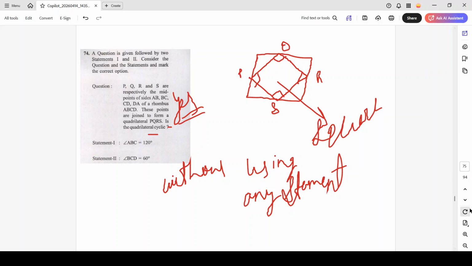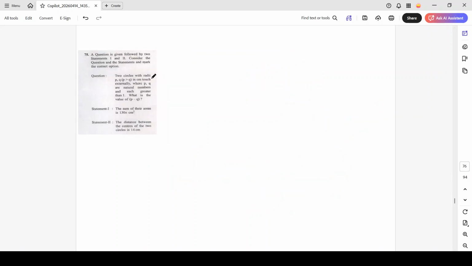Okay, now move on to the next question, question number 75. Two circles with radii P and Q touch externally. There are two circles touching externally. This is P and this is Q. Suppose the centers are these, P is the radius and this is Q, and also P is greater than Q. This is what we have been given. And P and Q are natural numbers. Both P and Q are natural numbers. What is the value of P minus Q?